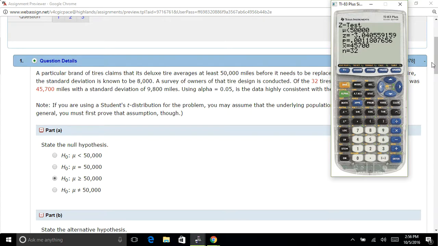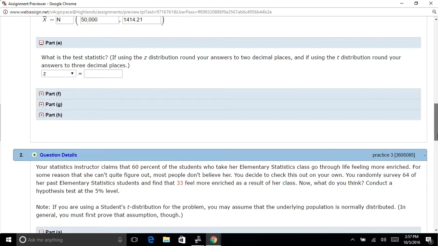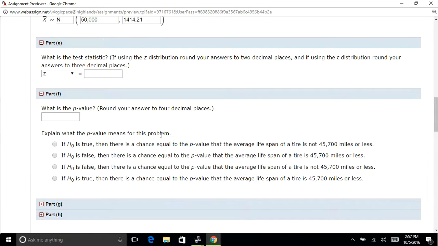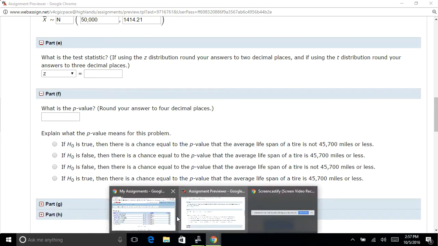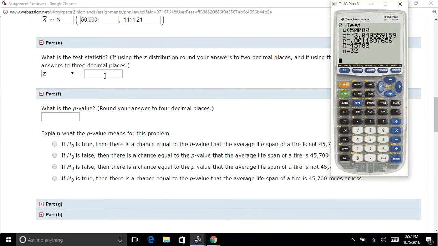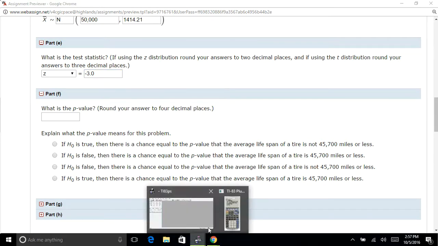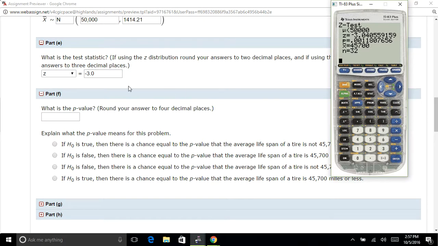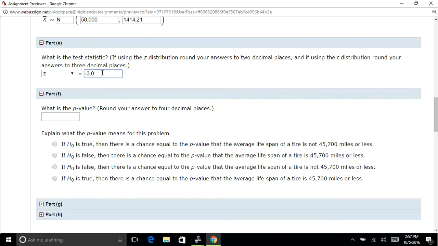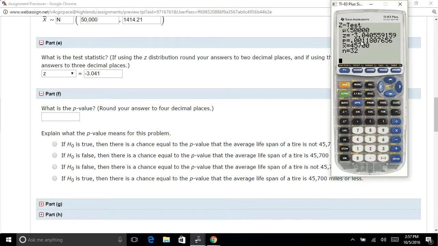All right, so let's go down. Let's go down here, and I'll bring it up. I'm going to bring both these up because they both give me the same thing. So my z-score is, and it wants it in 3 places, negative 3.041. Okay, and I just got that from the calculator because if you look here, you can see this says z.